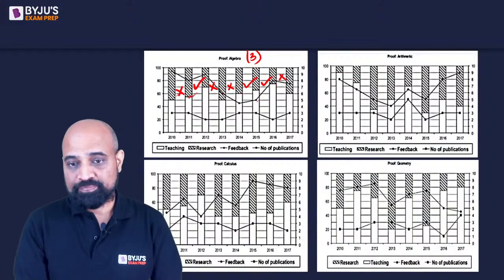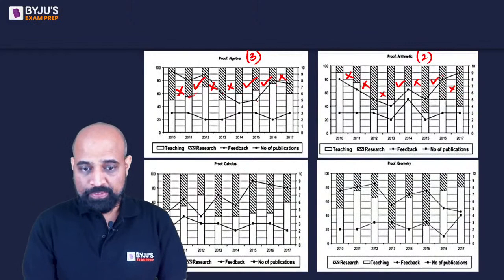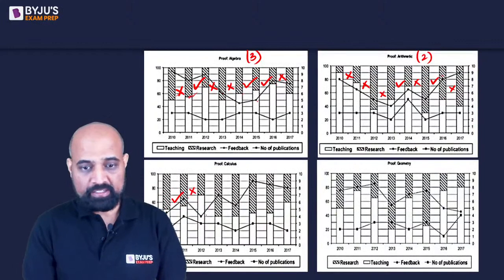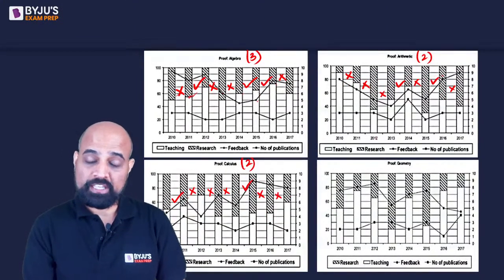For arithmetic, effort increase हो गया, effort increase हो गया, effort decreased, feedback decreased, effort decreased, feedback increased, effort बढ़ गया, effort कम हुआ, feedback बढ़ गया, effort बढ़ गया. Can't take this. So we have 2 from arithmetic professor. For calculus, effort decreased, feedback increased. इधर नहीं ले सकते, feedback decrease हुआ है. इधर effort increase हो गया, here effort is same. Here effort decreased, feedback increased. Effort remains same, effort decreased, feedback decreased. Can't take this, so this is 2. Okay, so this is a lot. So we have 7 so far.